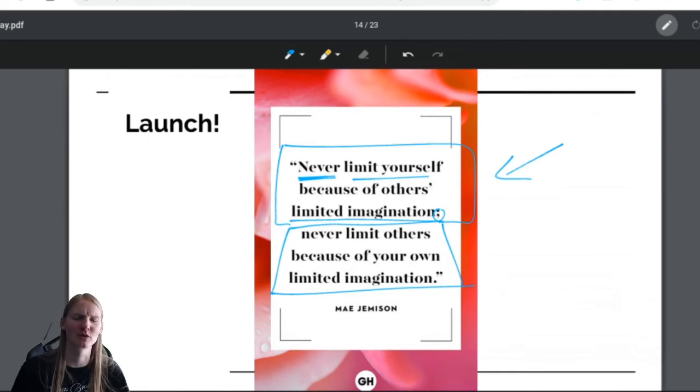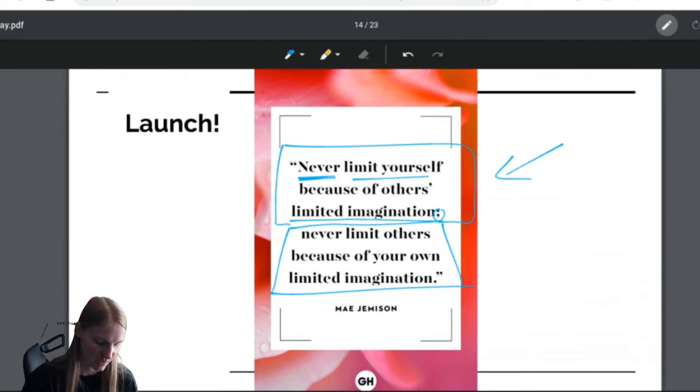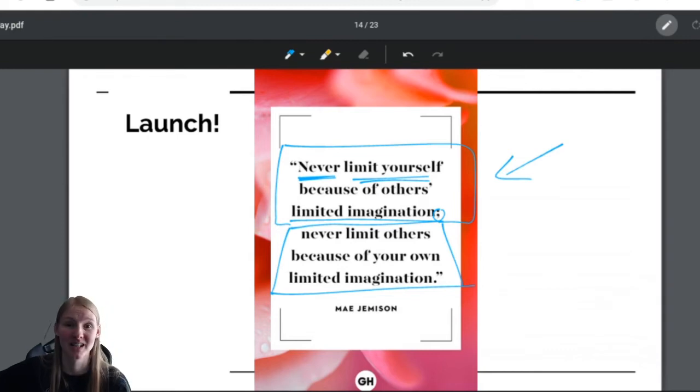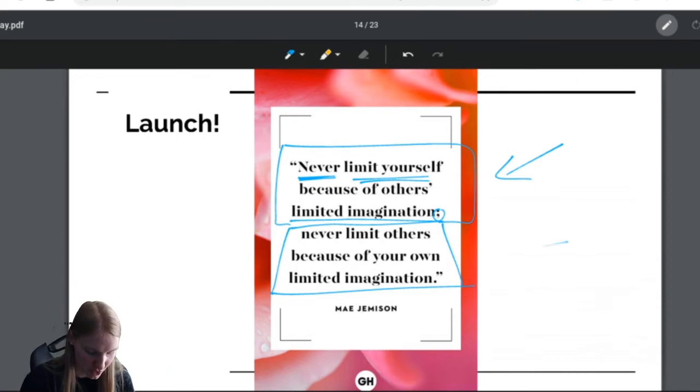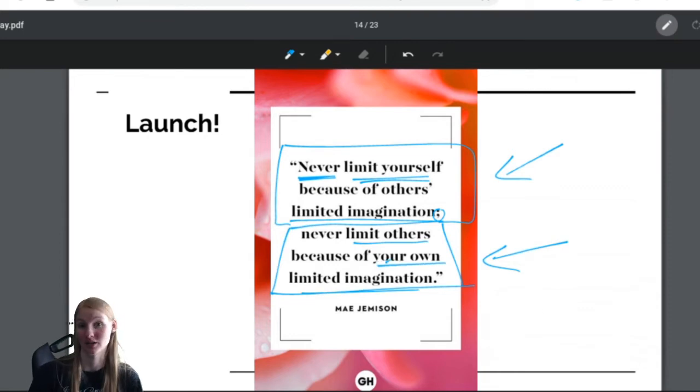Just because they don't think you're smart enough doesn't mean you aren't. Just because they don't think you'll work hard enough doesn't mean you can't. So never limit yourself or tell yourself you can't do something just because somebody else thinks you can't. And part 2 of this: never limit others because of your own limited imagination.